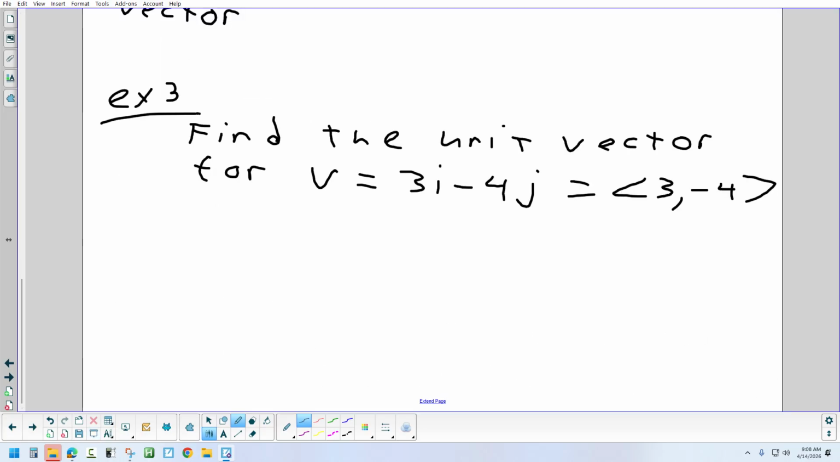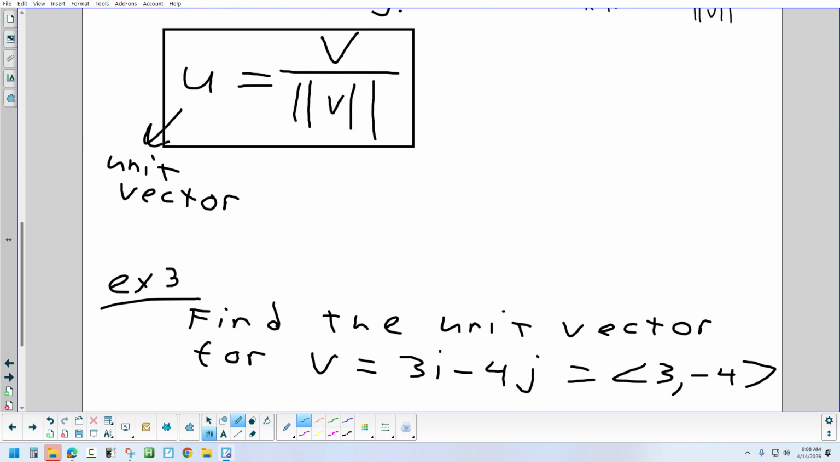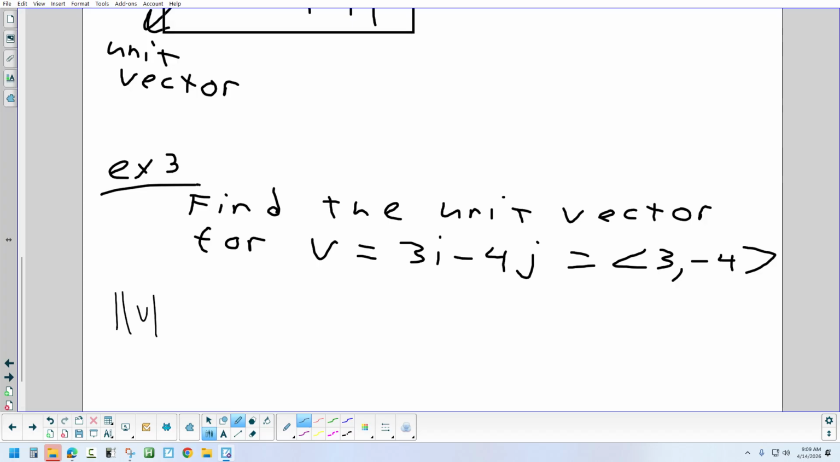What's the first thing that we have to do to figure out if we already have a unit vector? What do we have to figure out first? Yep, find the magnitude. Maybe we already have a unit vector and we're done. If not, then we'll use the formula. What would be the magnitude of V in this case? Yep, 5. 3, 4, 5. It's a 3, 4, 5 right triangle. So we don't have a unit vector. The magnitude is 5.